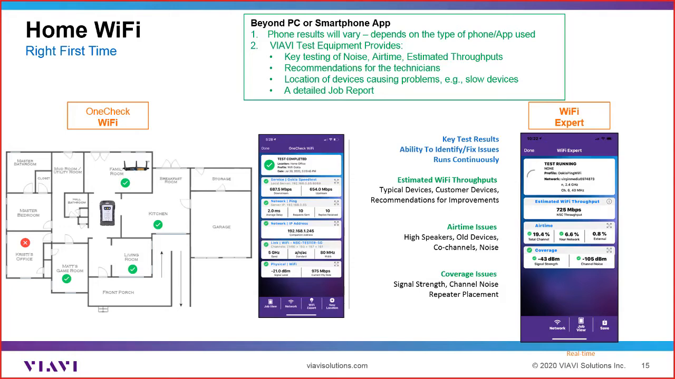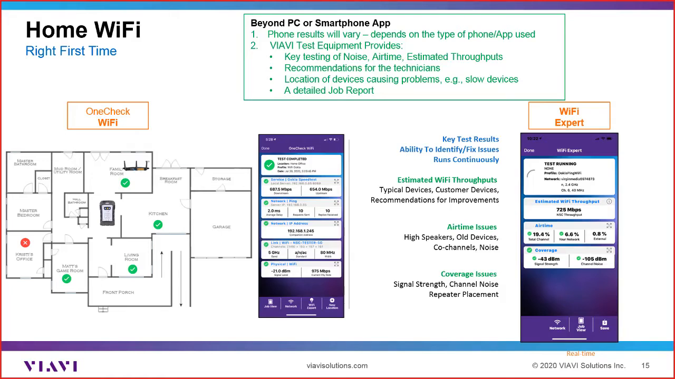commonalities for the tests across the users, as well as additional results, looking at some of the key areas such as noise and airtime, getting estimated throughputs as to what's able to be achieved, the physical rate, and the throughput based on specific device antenna layouts and Wi-Fi chipsets, giving recommendations to the technicians when they do run into problems with any of these areas, and being able to locate those devices that are causing problems on the network.